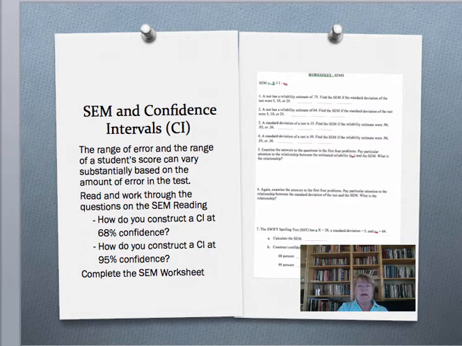Finished? Okay, so your answer should be that the standard error of measurement on this test is 3. And if I want to construct a confidence interval at 68%, my interval is going to range from a score of 14 to a score of 20 for that score of 17. And if I want to have 95% confidence, my interval is going to range from 11 to 23.